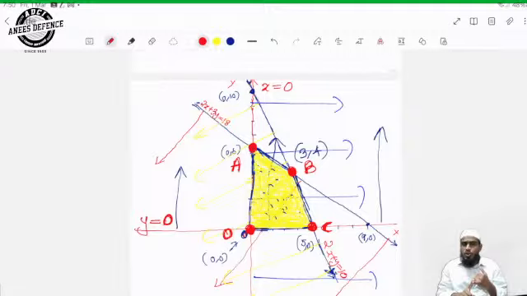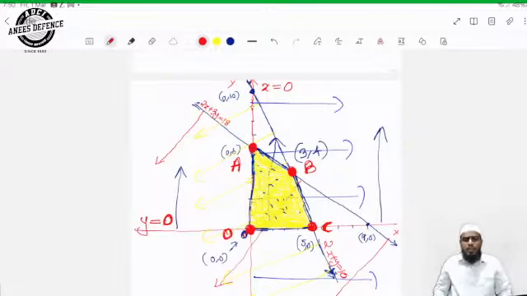The first point is the origin (0, 0). The second point is (0, 6), and the third point B we have to calculate because we have two equations, two straight lines. By using the concept of linear equations in two variables, the intersecting point of the lines can be calculated. So we are getting (3, 4). So (0, 0) is one corner point, (0, 6) another corner point, (3, 4) another corner point, and (5, 0) is the fourth corner point. So we are getting 4 corner points. So the optimal solution will be at any of these corner points.